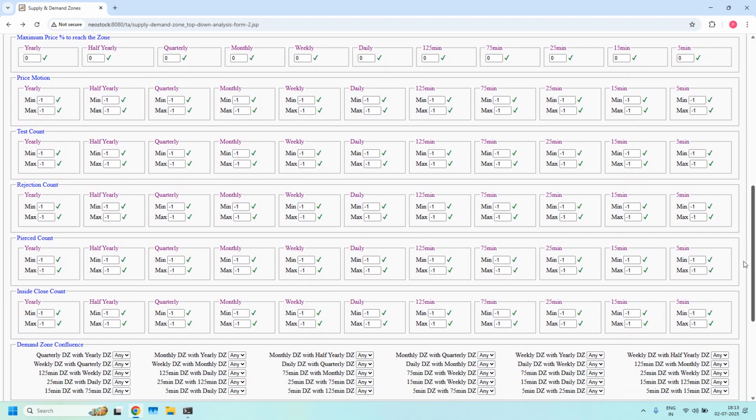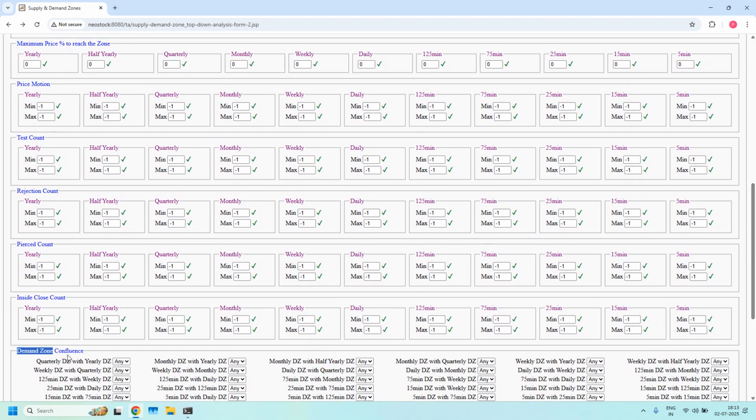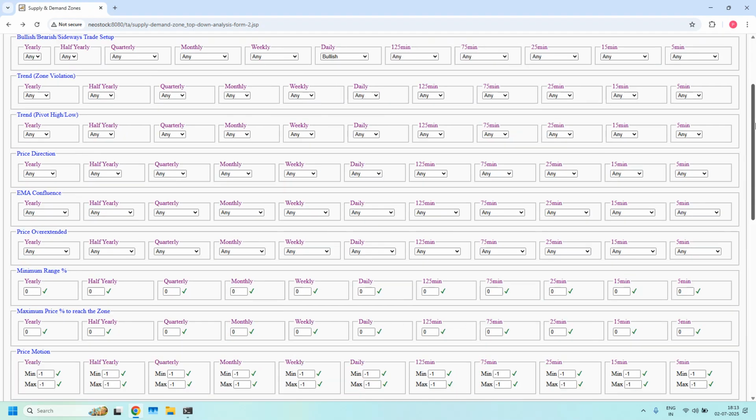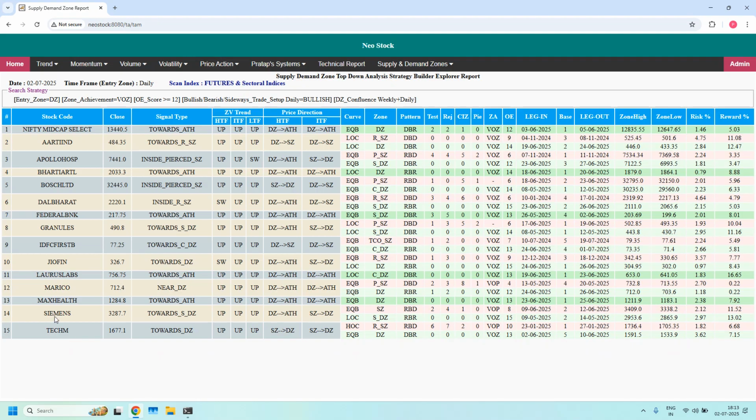So in the demand zone confluence parameter, I am selecting the filter daily demand zone with weekly demand zone. I enable the filter. And this filter is applied on those 19 stocks. After that, we got 15 stocks. In these 15 stocks, all these daily demand zones are overlapped with weekly demand zones.